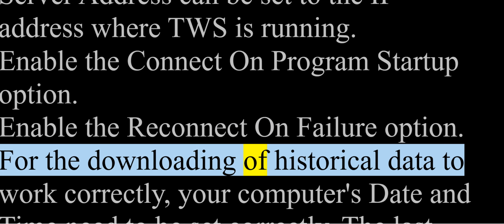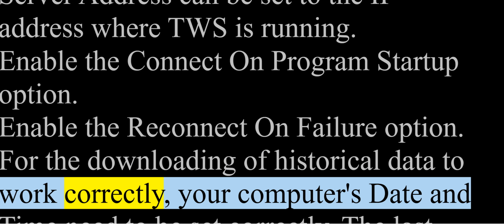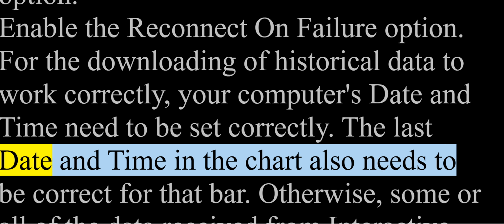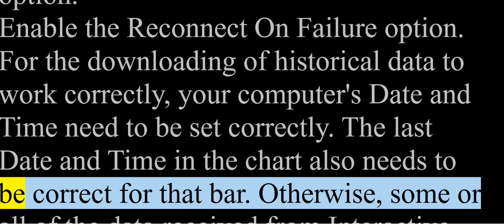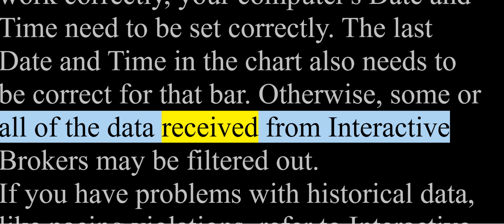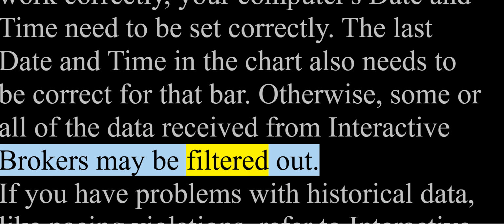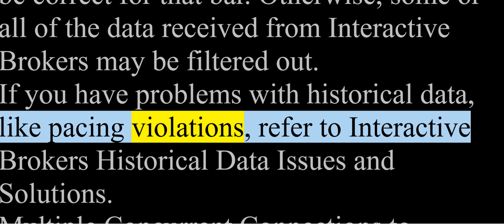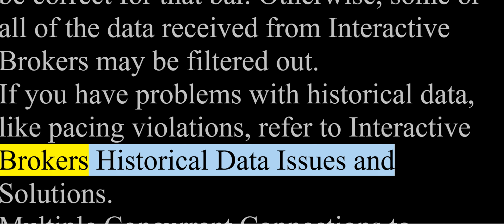For the downloading of historical data to work correctly, your computer's date and time need to be set correctly. The last date and time in the chart also needs to be correct for that bar. Otherwise, some or all of the data received from Interactive Brokers may be filtered out. If you have problems with historical data, like pacing violations, refer to Interactive Brokers' historical data issues and solutions.